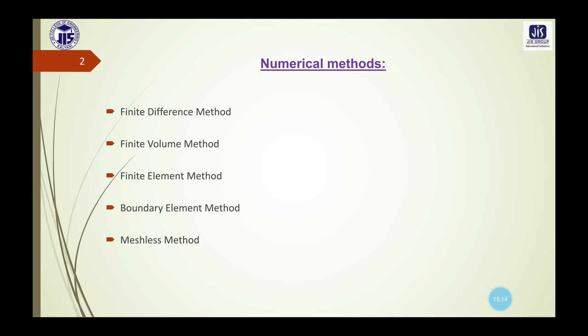So in the case of the finite difference method, the starting point is that the differential equation must be known before solving. This is the concept of the finite difference method. Now, after that, the region is subdivided into a convenient number of divisions.